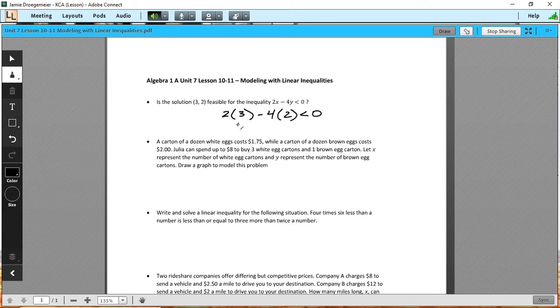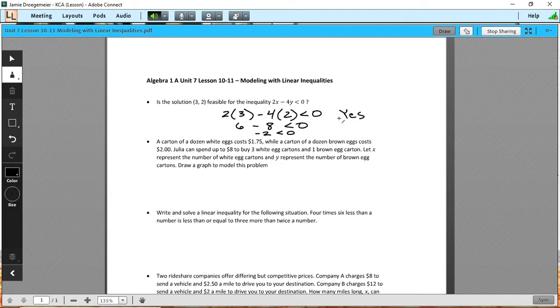Well, 2 times 3 is 6. Negative 4 times 2 is negative 8. And so we get 6 minus 8 is less than 0. 6 minus 8 is negative 2. Negative 2 is less than 0. So we would say, yes, this point (3, 2) is a feasible solution for the inequality. It would be in the shaded area of that inequality if we graphed it.